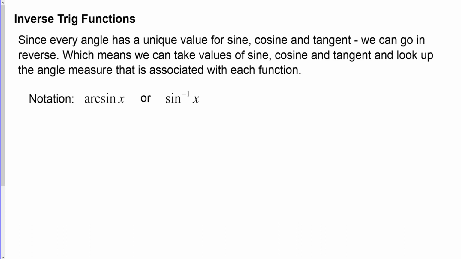And they're often notated as the trig function raised to the -1 power. So sine to the -1 of x is the same thing as the arc sine of x. So what you're doing is you're inputting a ratio of sides of a triangle, and the output is an angle measure.